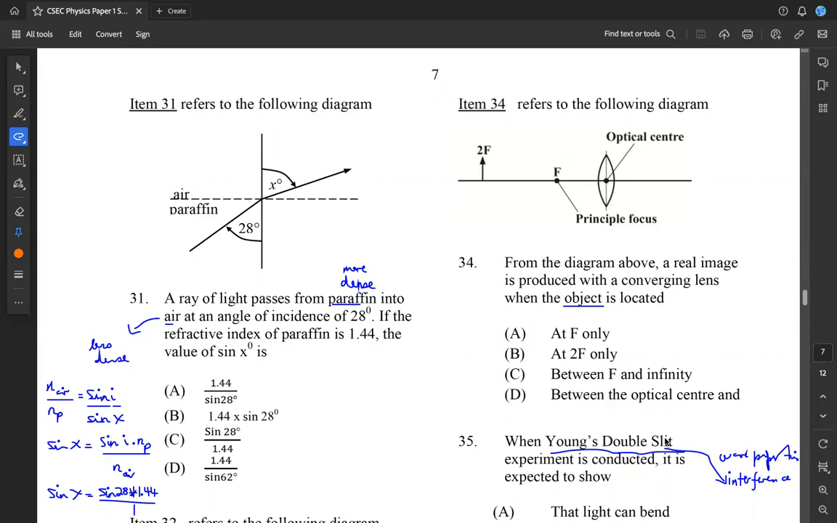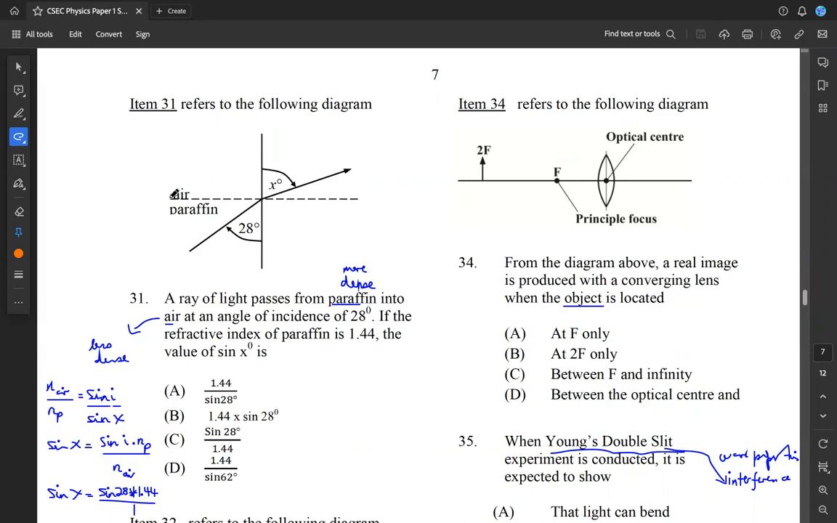Okay, everyone, welcome back to part 2 of our CSEC Physics Paper 1 session. We are working through the specimen paper that CXC provided us, from June 2012. So we're at item 31, which refers to this diagram here.